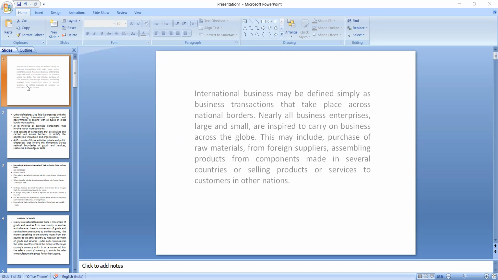International business management. International business may be defined simply as business transactions that take place across national borders. As Karthik said, nearly all business enterprises, large and small, are inspired to carry on business across the globe. This may include purchase of raw materials from foreign suppliers, assembling products from components made in several countries, or selling products or services to customers in other nations. International business management is sometimes called globalization, internationalization, international trade. Various names are used. So kindly note down this one of the simplest and finest definitions for international business. What do you mean by international business?